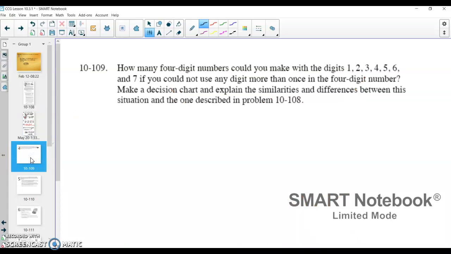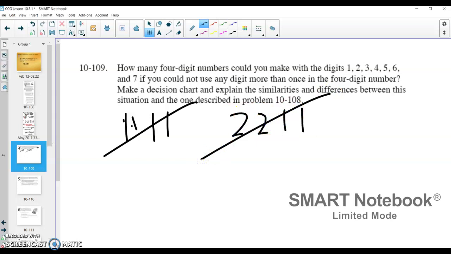But here we have how many 4-digit numbers could you make with the digits 1, 2, 3, 4, 5, 6, and 7 if you could not use any of the digits more than once in a 4-digit combination. So we can't repeat numbers this time. A number like 1, 1, 1, 1 cannot be. A number like 2, 2, 1, 1 could not be, because we can't repeat numbers. So it changes our decisions a little bit.